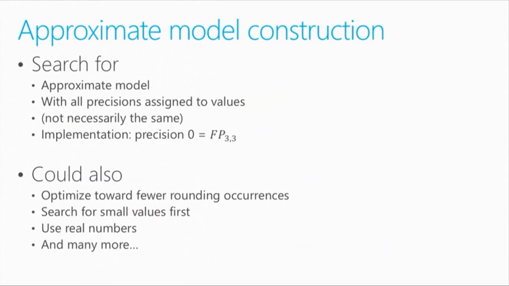Right. So we search for an approximate model with precision assigned to some values. In our case, we start with floating point numbers of size 3 and 3. So there's 3 mantissa bits and 3 exponent bits. But we could also use other stuff. We could try optimizing the abstraction towards fewer occurrences of rounding or towards smaller values. We can use no exponent at all, just assume it's always 0. We could also try some other incomplete algorithm that exists, that translates to real numbers and then finds solutions on real numbers, which is also intuitively probably somewhat close. And there's all kinds of other things.